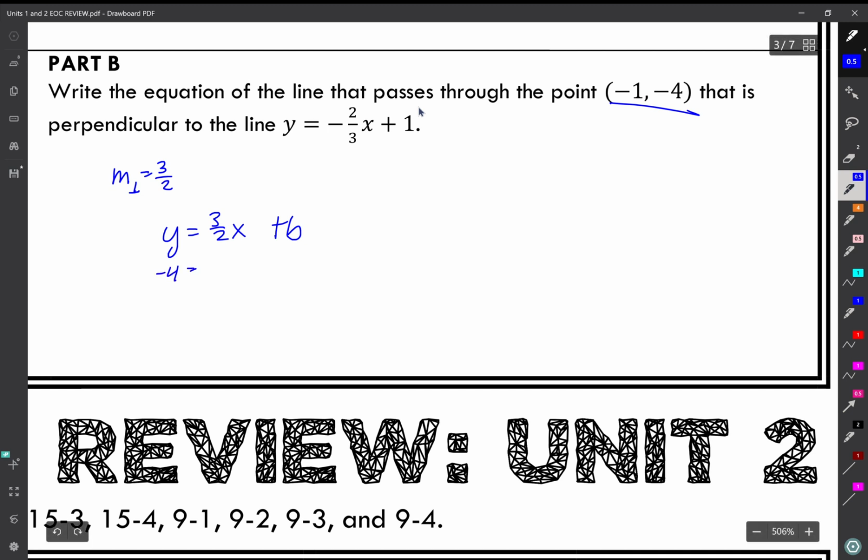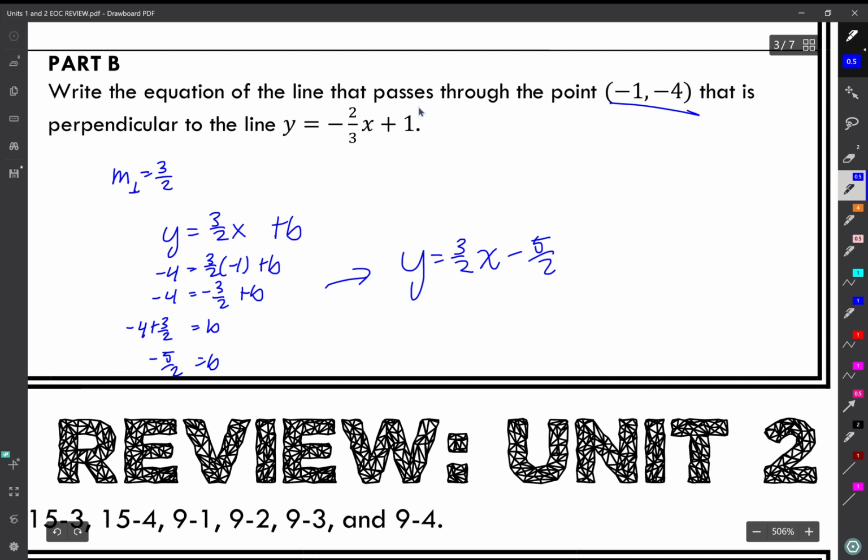So negative 4 is equal to 3/2 times negative 1 plus b. So negative 4 equals negative 3/2 plus b. So add 3/2 to both sides. Negative 4 plus 3/2 equals b. Alright, this will give me negative 5/2, and that's my b. So my answer is y is equal to 3/2 x minus 5/2. Or you can write it as y is equal to 1.5 x minus 2.5. Either one you want to write. Those would be equal answers, okay?